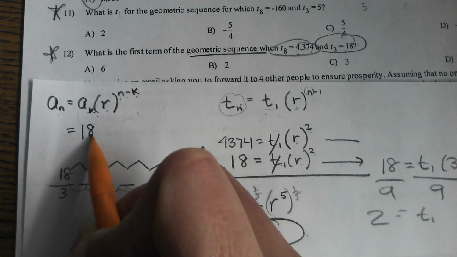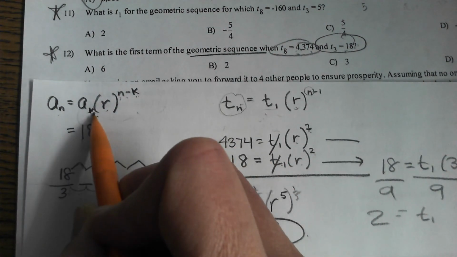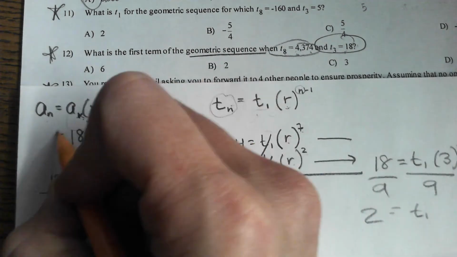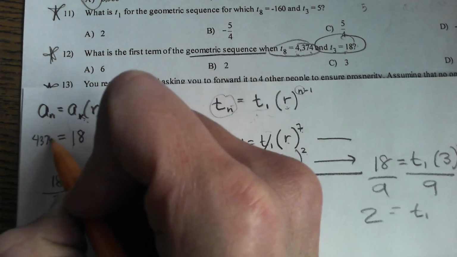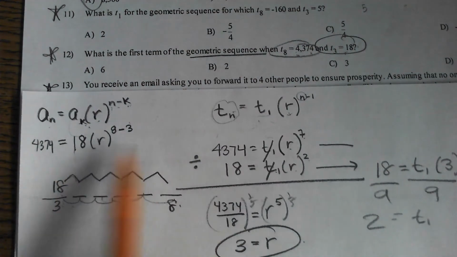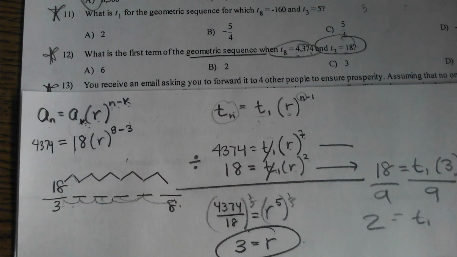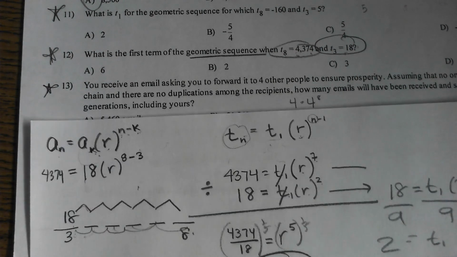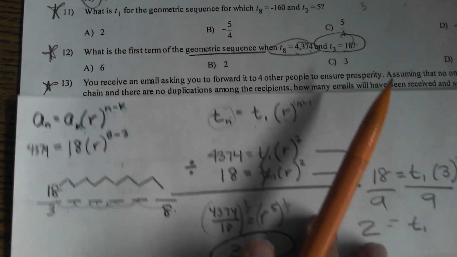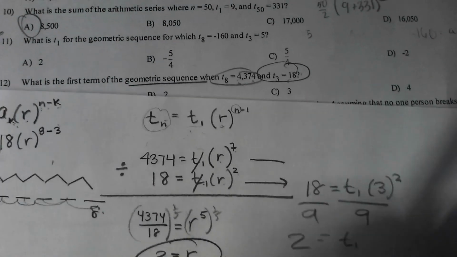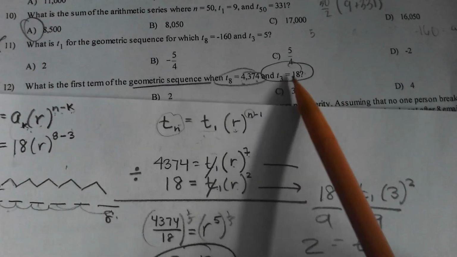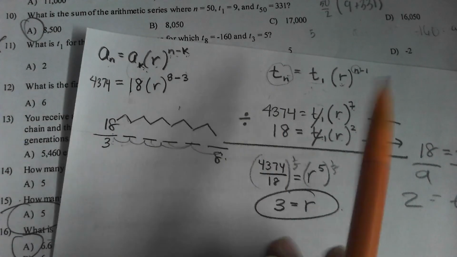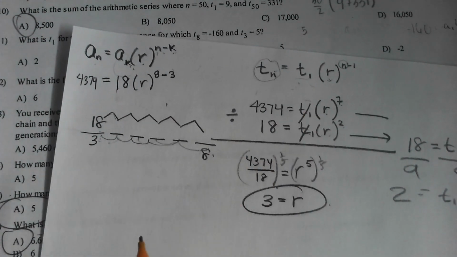18 here, and that is your K term, which is the 3rd, so K is 3. N is your 8th term, and that is 4374, and then you just solve for R right from the start. And then once you know R, you can go back and find T sub 1. Worst case scenario, you'd have to kind of guess and check. Like 18 times what? 5 times. You'd have to kind of think it through, and that would be sort of a trial and error thing.